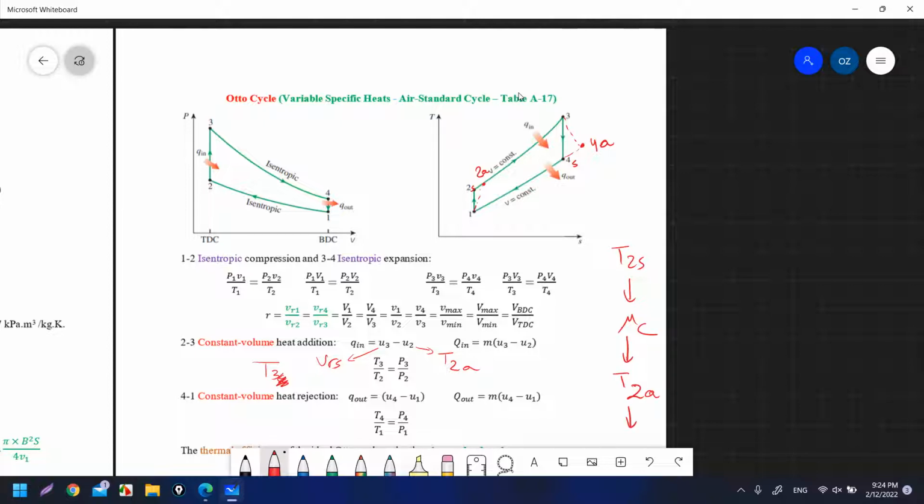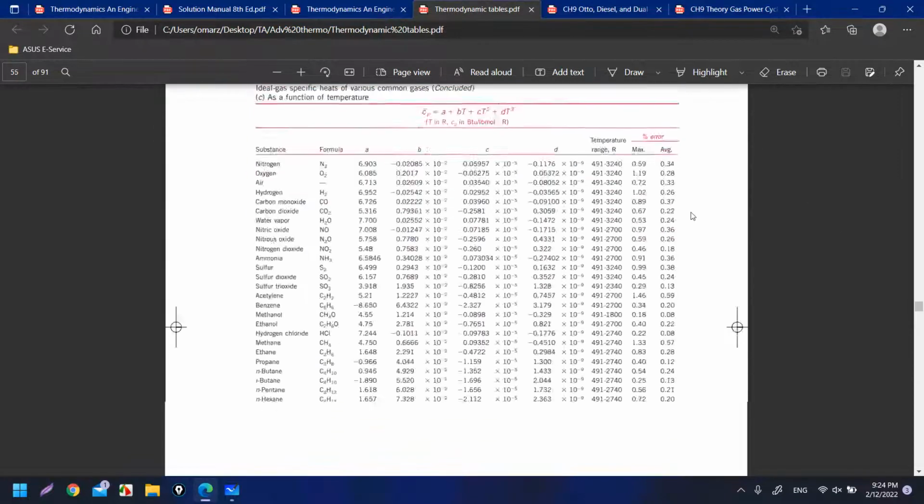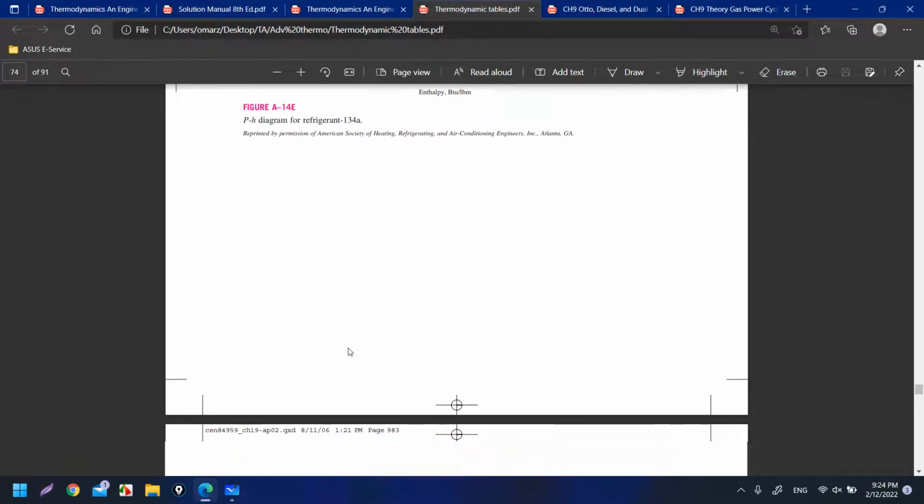Then from T2A I can find U2 using table A17, and here also I will find T2S from table A17. Okay, but I don't have anything at state 2, so I can use and find T2S. I mean, in table A17, I need only one property, so I can find any other properties, right? Okay, so let's go down. These weird tables.